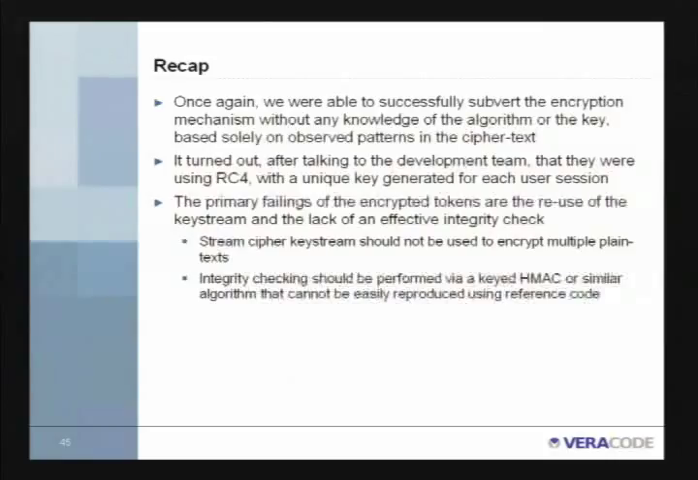So the failings here are the reuse of the key stream across many different tokens that are used for completely different purposes, and the lack of any sort of integrity check. The CRC24 is not going to do it because there's no secret involved there. So that was breaking a stream cipher.